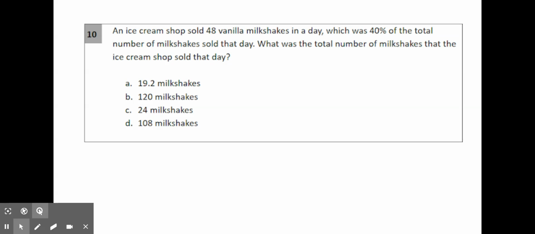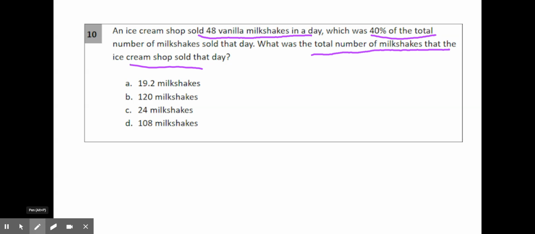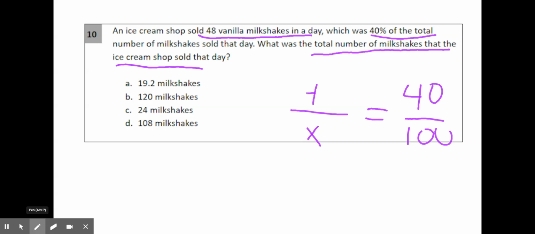Alright, so here, an ice cream shop sold 48 vanilla milkshakes in a day. This was 40% of the total number of milkshakes sold that day. So they made more than 48, but it was only 40%. What is the total number of milkshakes that the ice cream shop sold that day? So if we set up a proportion, we have 40% again, and we want to know the total. So we already know that x needs to go on the bottom, and then 48 would go on top.